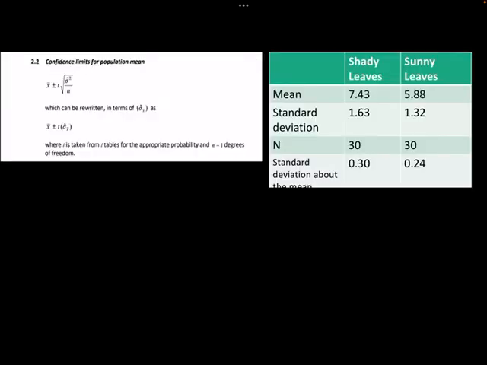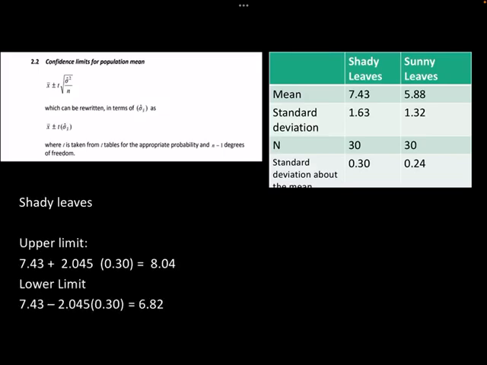Now we're using our statistical sheet. Because again you have been given the standard deviation about the mean value, we can use the bottom row and we can use the bottom diagram. So for our shady leaves, the mean value we've been given is 7.43 plus 2.045, which was our t value, times 0.30, and that gives us an upper limit of 8.04, and then we subtract it from the mean value 7.43 to get the lower limit.